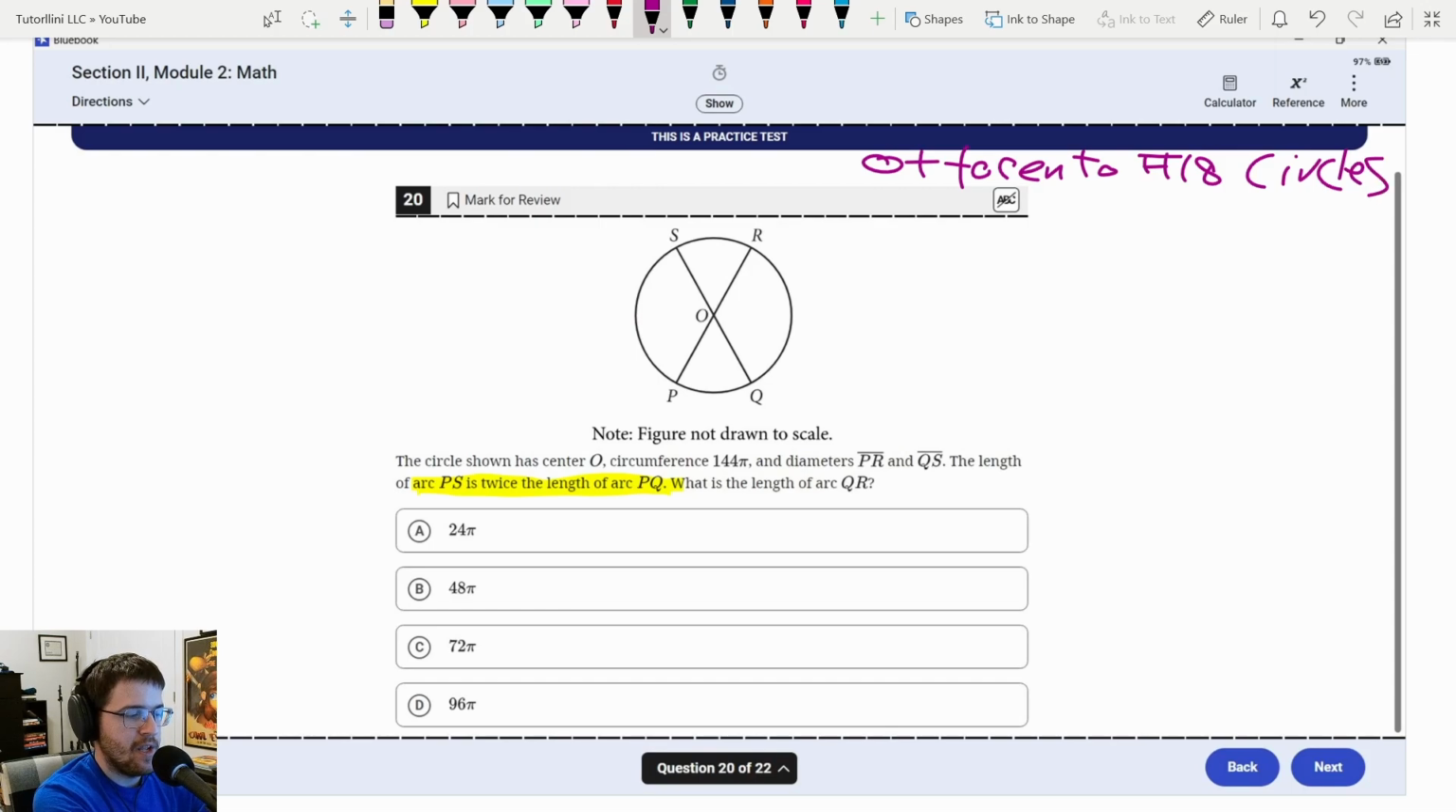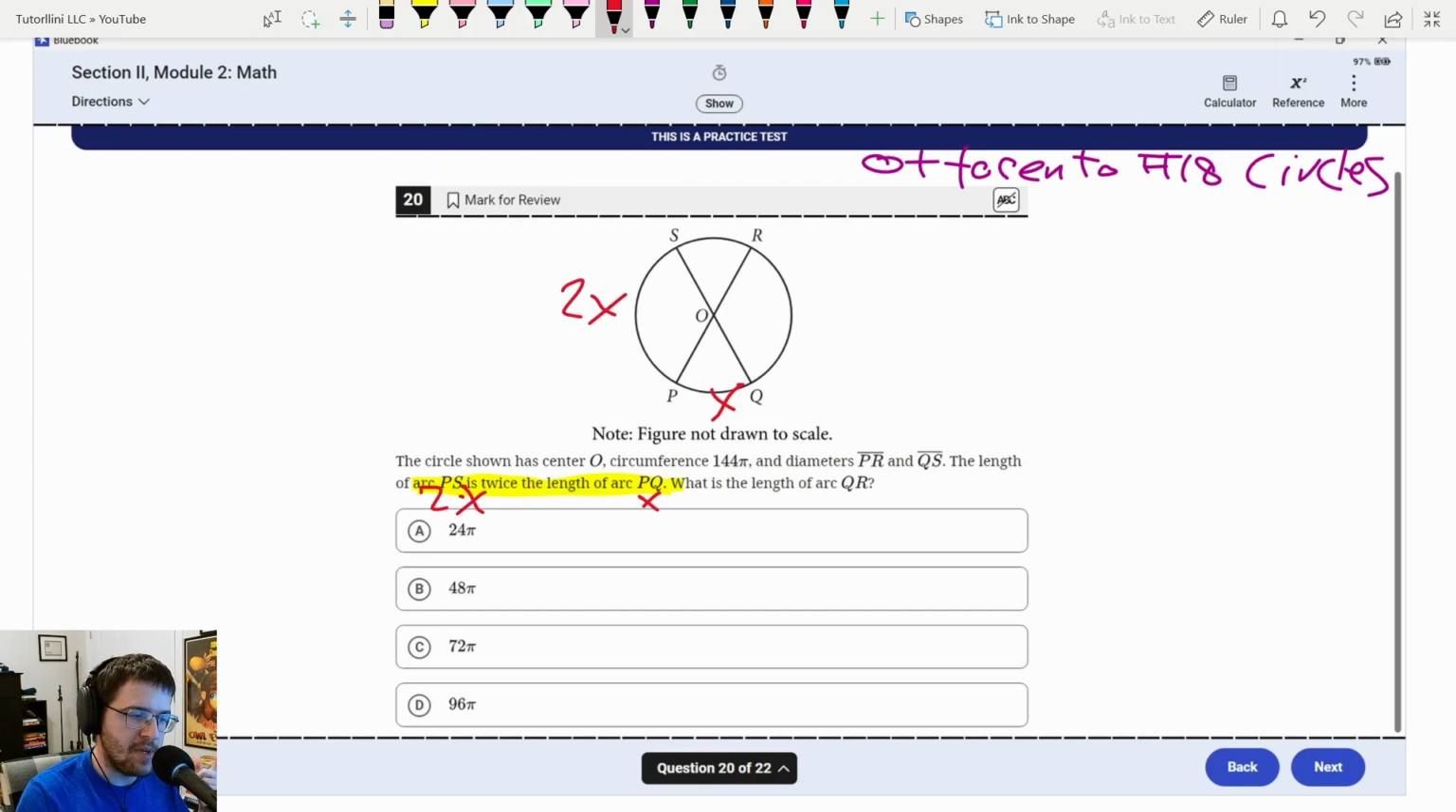All right, so they tell me PS is twice the length of arc PQ. So why don't I make the smaller one, arc PQ, x? And then twice that is PS, so we'll call it 2x. So I'll put a 2x on here.